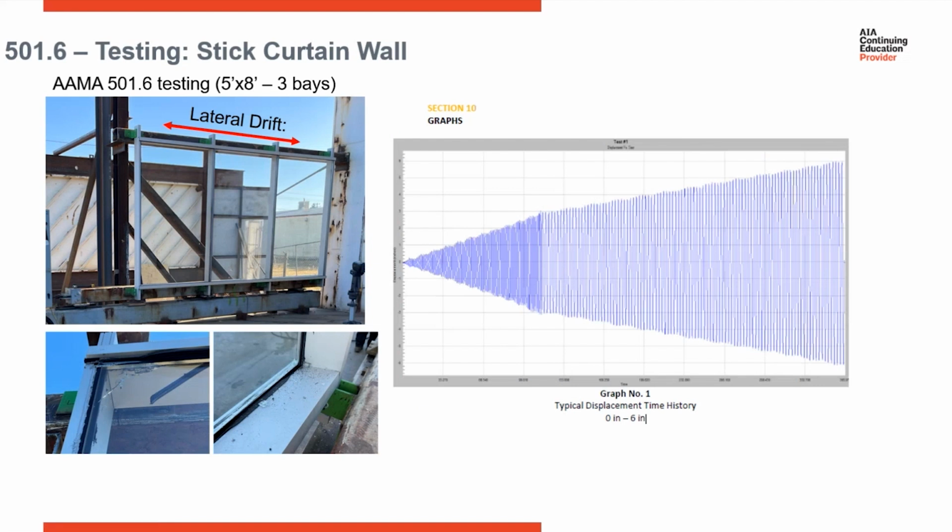And this is just some pictures from testing. So in this bottom left picture, you can see glass cracking, and you can see some small glass chips. And on the right, you can see the displacement graph. You see us starting off at 0, and then eventually ramping up to 6 inches of movement.